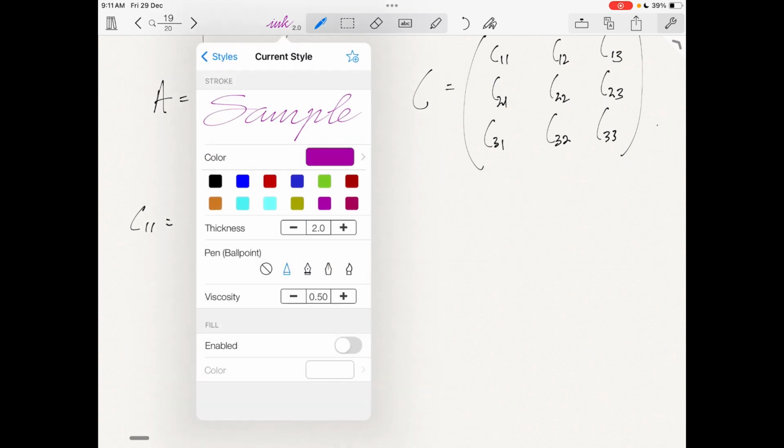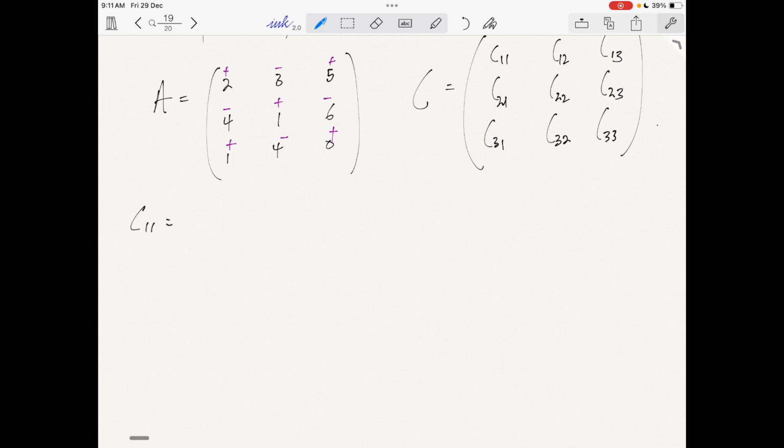Now let's go back. We are considering A11, that is plus 2. Striking out the row and column of A11, we are left with 1, 6, 4, 0, and the sign is plus. If we want to evaluate C12 now, the sign is minus, as you can see the minus sign there.